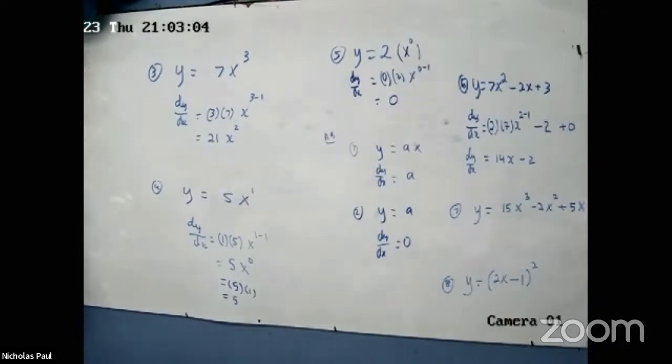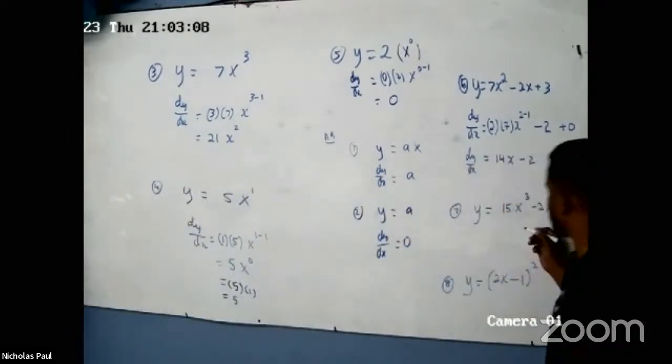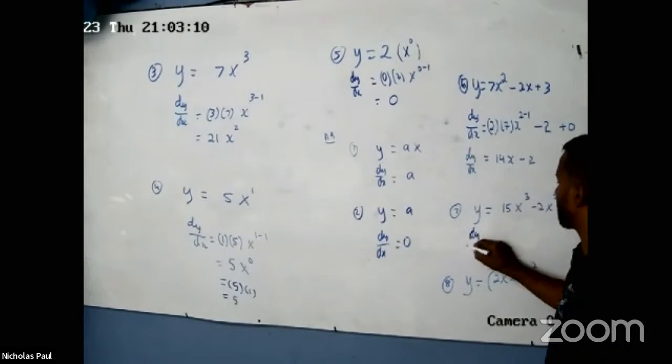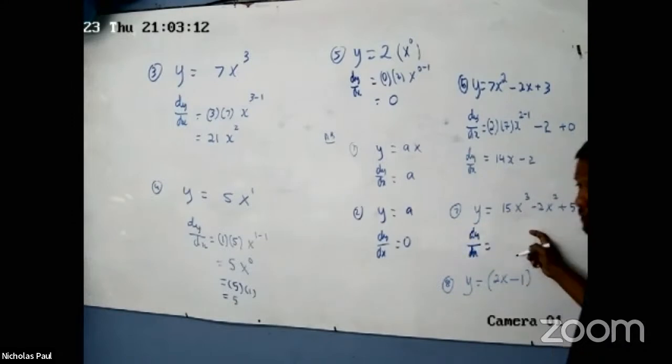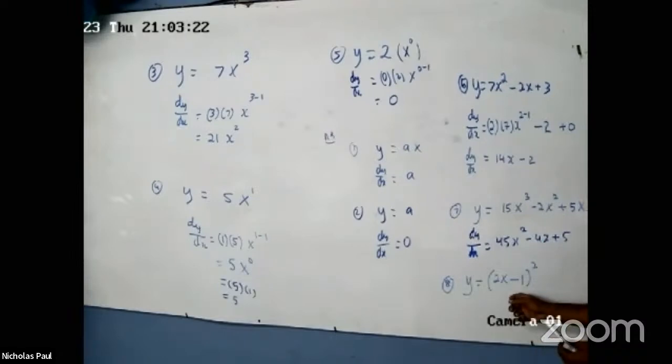Let's see how it goes right now. All right, so this one here is what? What have you all got here? 4x squared minus 4x plus 5. Yeah? How did you all handle this?